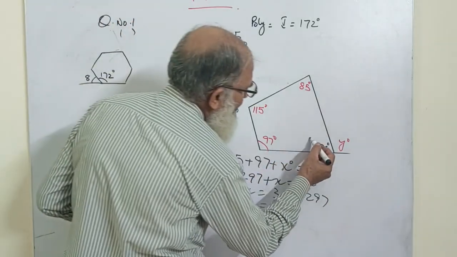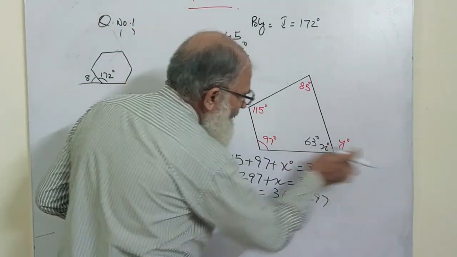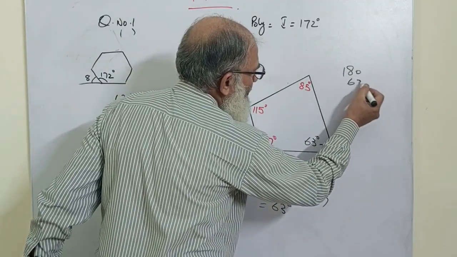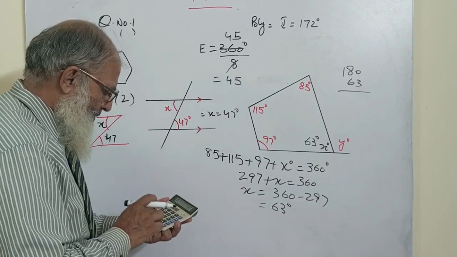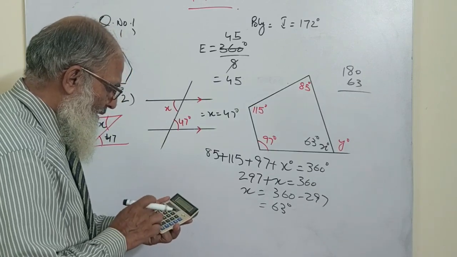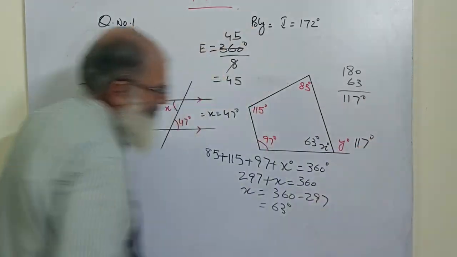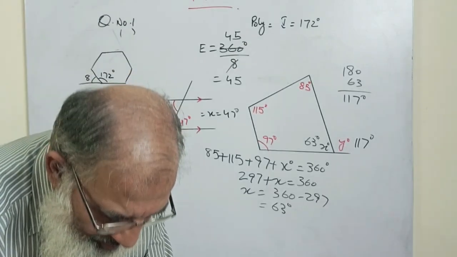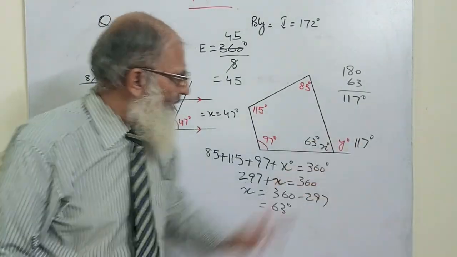Now x is 63 degrees over here, not the y. Now y is the supplementary of 63 degrees. Now we'll just subtract from 180. 180 minus 63 will become 117 degrees. So this is 117 degrees.